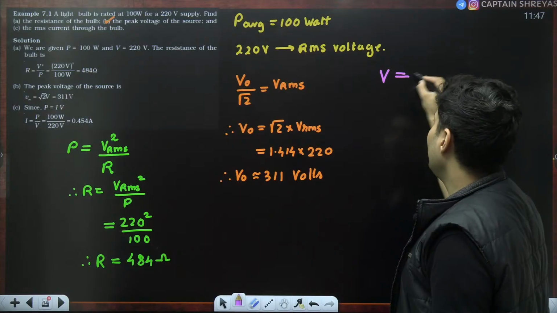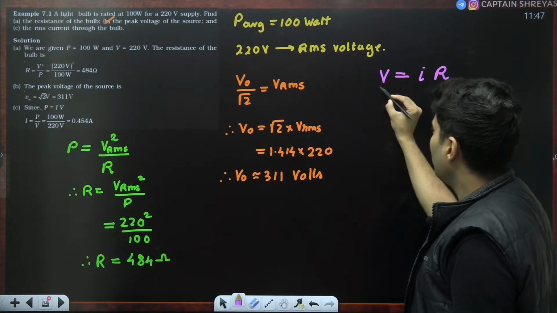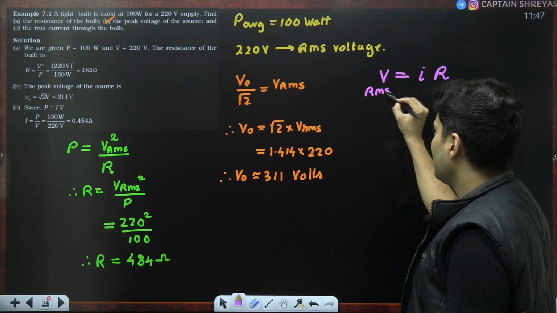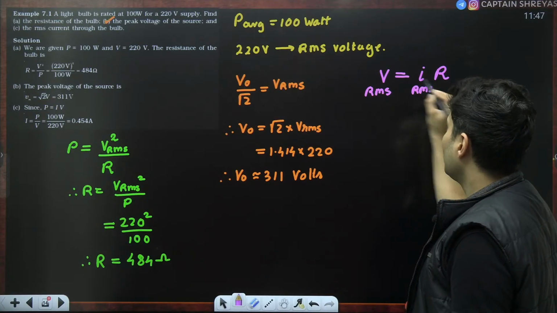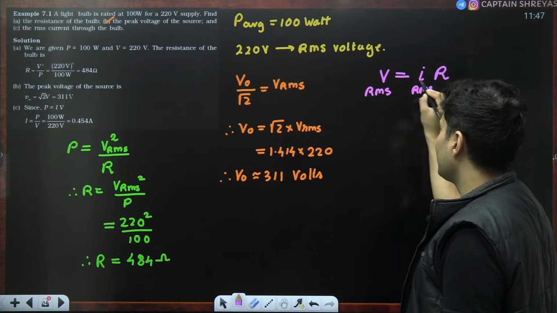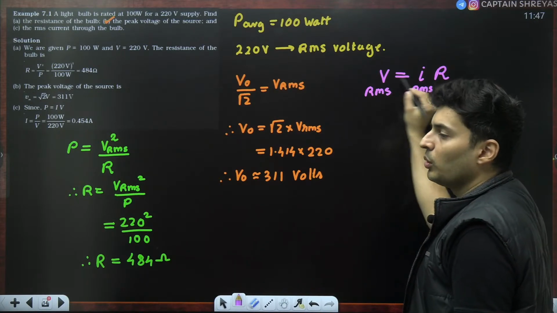When you use V is IR, remember, if this is peak, this is also peak. If this is RMS, then this is also RMS. This is maximum, this is maximum. This is average, this is average. Same kind should go together.